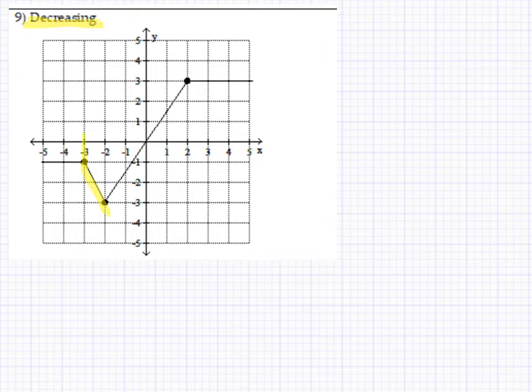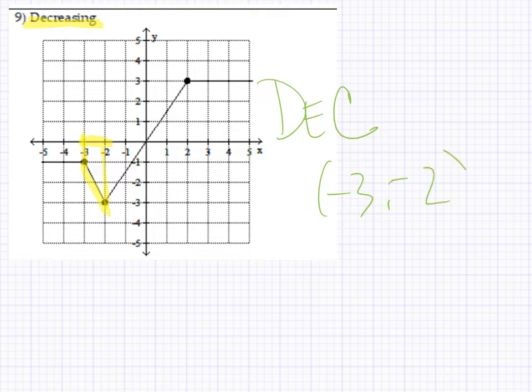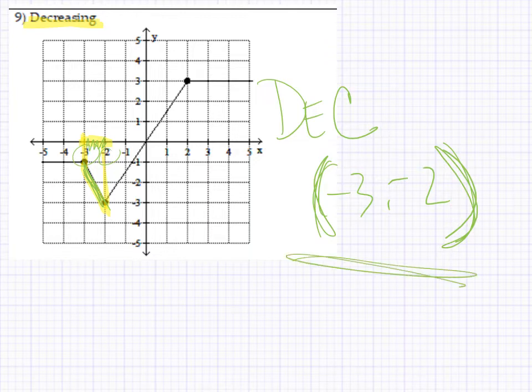So from here to here, the x values in between, we would say this is decreasing on the interval from -3 to -2. Again, parentheses on each one because I'm not going to include -3, I'm not going to include -2, but I want everything in between. That will represent this place where it's going down in terms of the x values.